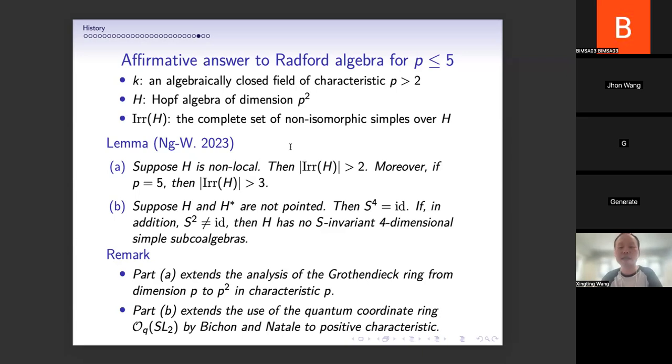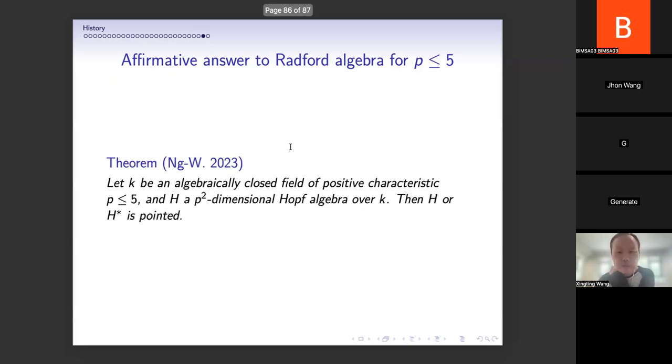And the first part we just did in characteristic P squared, but it's a natural extension we did in characteristic P, just making a more boundary estimate. So I believe that's the last slide. So what we do is that after using these 2 techniques, we can show if P is less than 5 and H is P squared dimensional in characteristic P field, then we prove that it's not possible for H to be not pointed. So which means that we are in the nice cases of Hopf algebras we know already. And also as a consequence, we show that Radford is the only one, both non-commutative, non-semisimple.